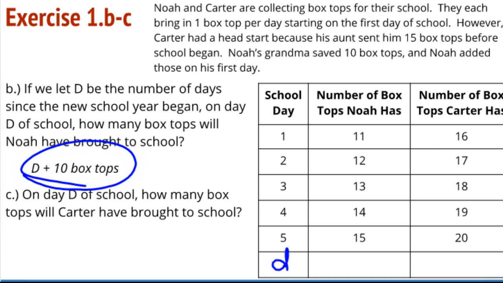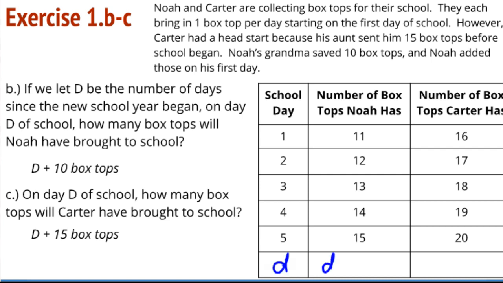We have D for the number of days. Well, he started out with 15 from his aunt, and he's going to bring 1 for every day, 15 plus D. And we can go ahead and add those expressions to the table. D, days plus 10, days plus 15. Can I change the order? Could I do 10 plus D? Of course I could. Commutative property of addition says that I can change the order of the addends.